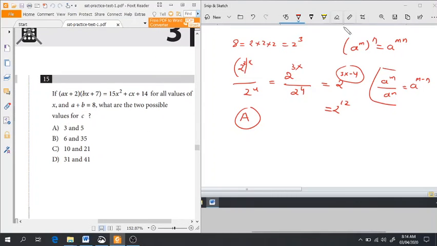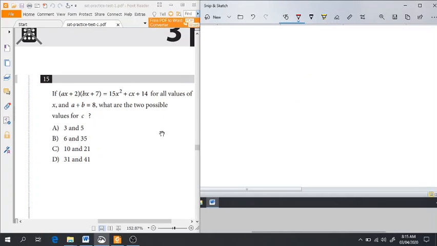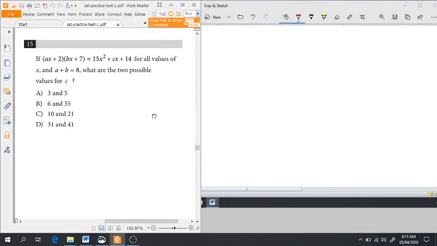Okay. So question number 15. Question number 15 says, if (ax + 2)(bx + 7) is equivalent to 15x² + cx + 14 for all values of x, and a + b is 8, what are the two possible values of c? Whenever they say this expression is equivalent to this for all values of x, it means the coefficients of the x variables are the same.